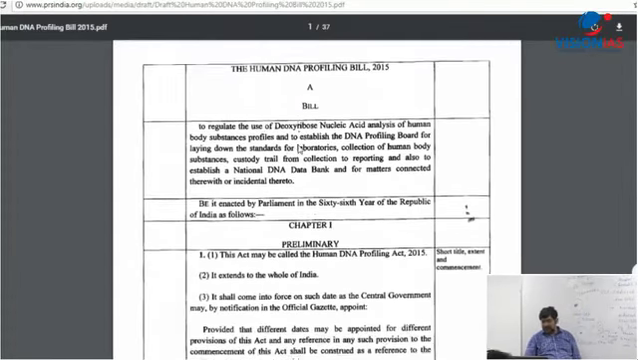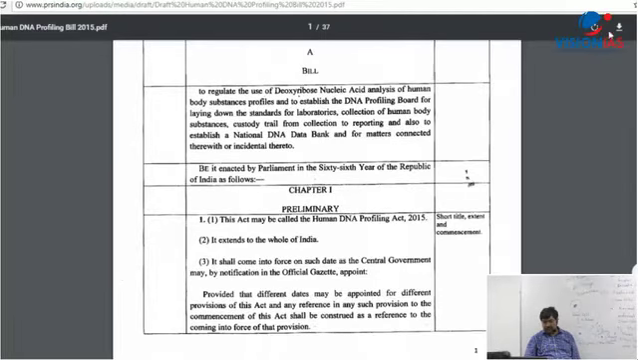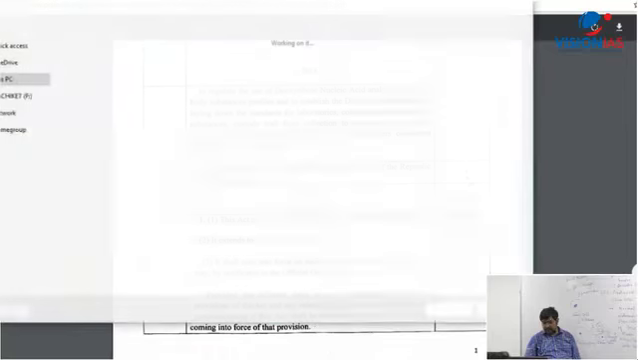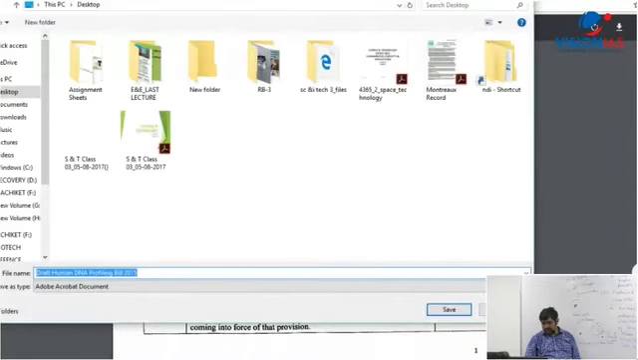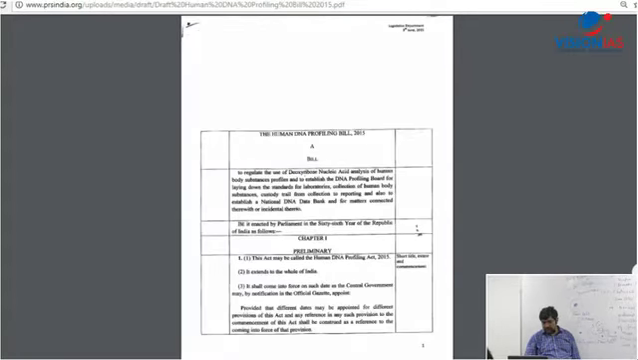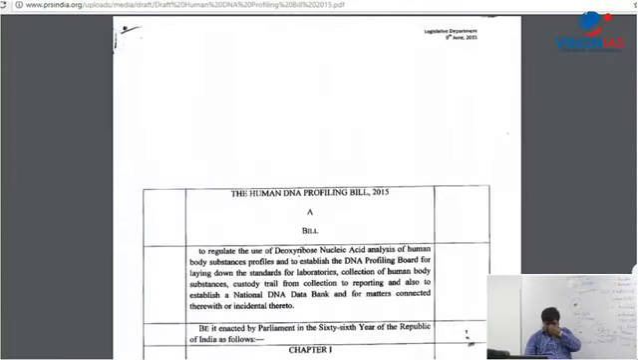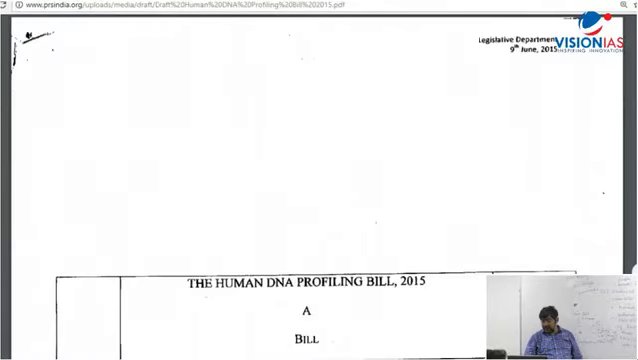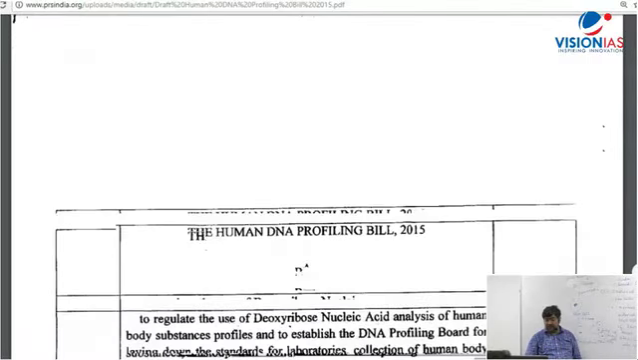Now see what is given. I'll just zoom out there. Anything which comes in the current news is always related to the basic concept. Now this is different.